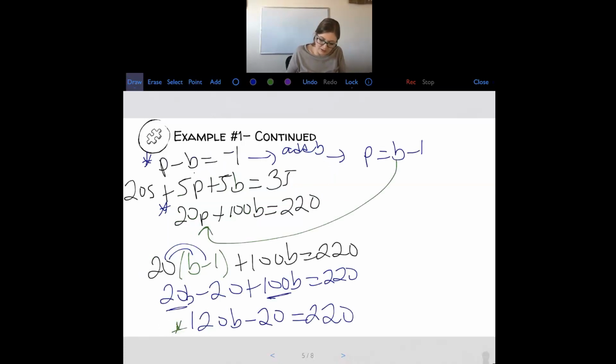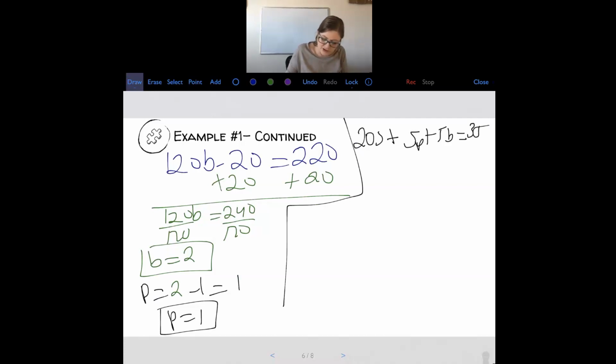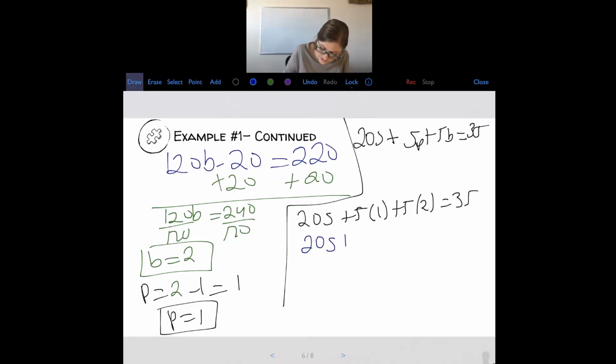And now we use our larger equation. I'm going to have to write it out. 20S plus 5P plus 5B equals 35. So we substitute the values we found for P and B to find S. Okay, so we would have 20S plus 5 times 1 plus 5 times 2 is equal to 35. So this gives us 20S plus 5 plus 10 is equal to 35, and we would keep going.